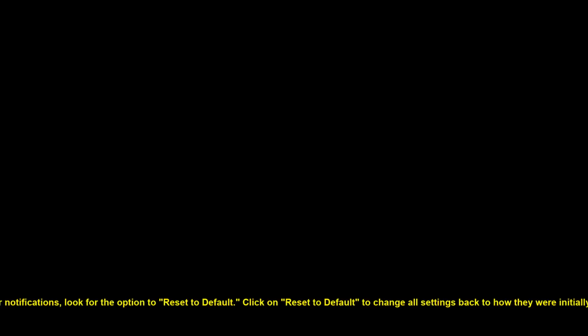Click on Notifications. Here, you will see all your notification preferences. To reset your notifications, look for the option to reset to default. Click on Reset to Default to change all settings back to how they are. After resetting, review each notification option to ensure they align with your preferences.